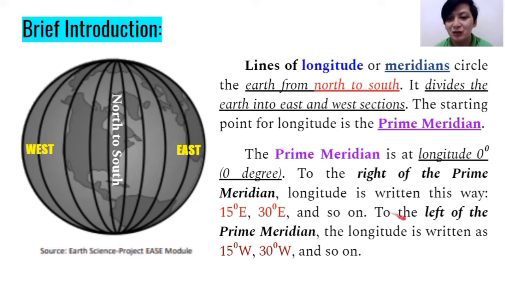Okay? To the left of the prime meridian, ito naman sa left side, the longitude is written as 15 degrees west, 30 degrees west, and so on. So if it is located on the right side, that is east. And if it is located on the left side, that is west. Okay? And you know that it is longitude because it divides east and west side of the globe.